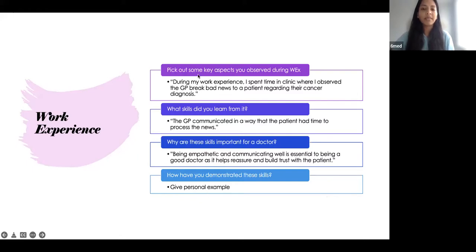So that's the kind of example that I can give you in terms of how to talk about your work experience and how to reflect on it within your personal statement. So hopefully that helps.